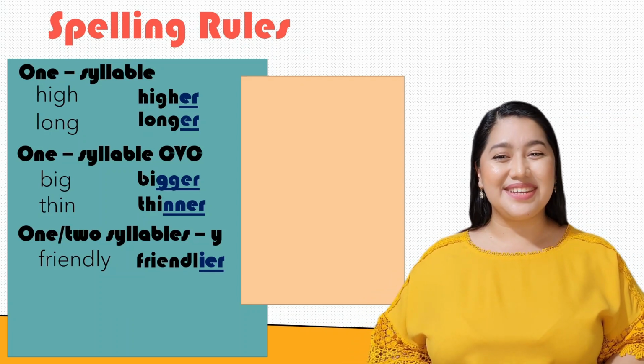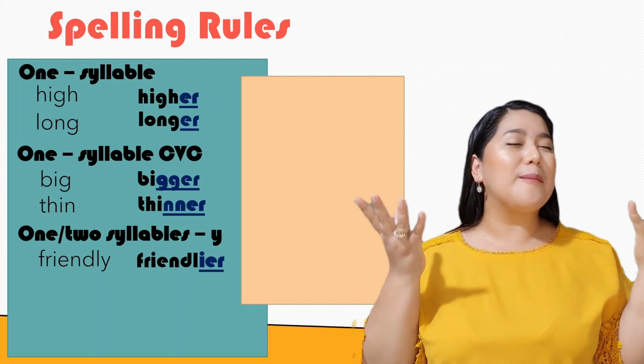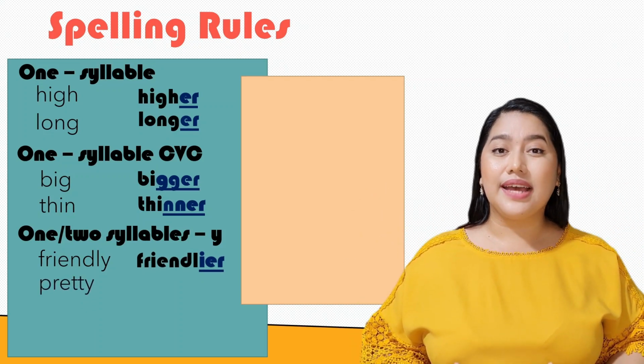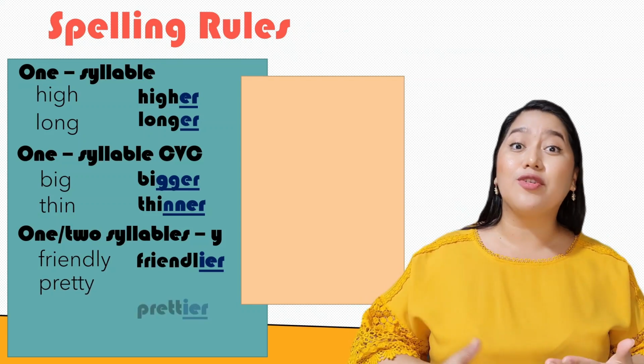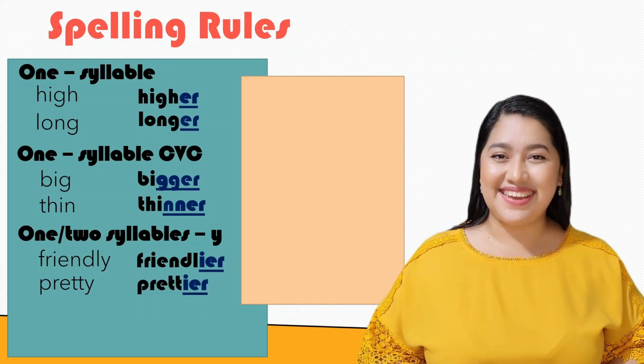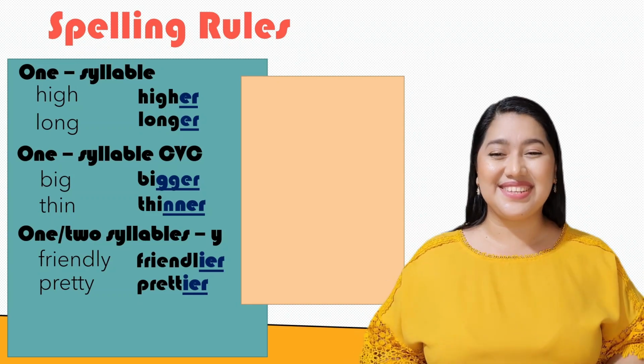Or look at the next example here. We have pretty. Okay, pretty becomes prettier. You change the y for an i and then you add er. Now let's see the next point.